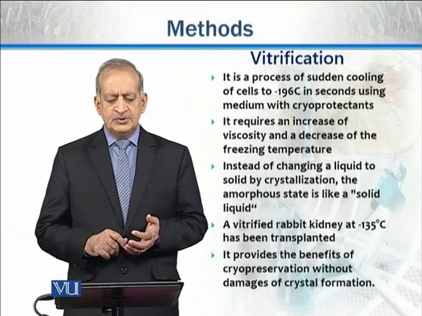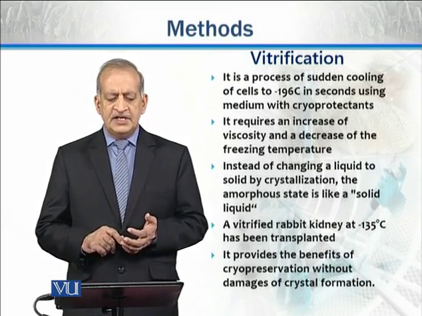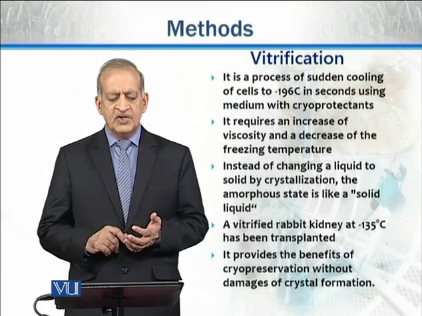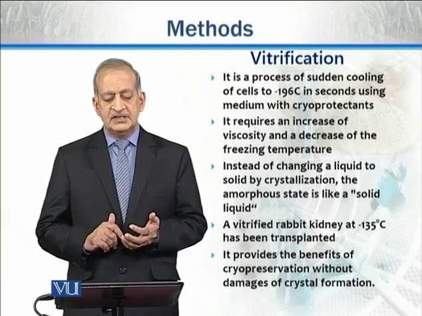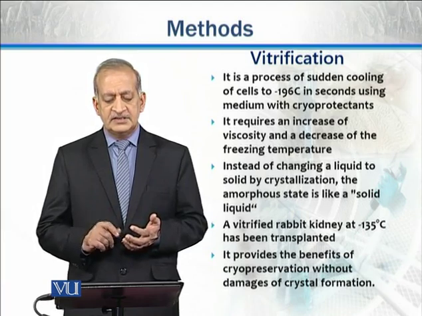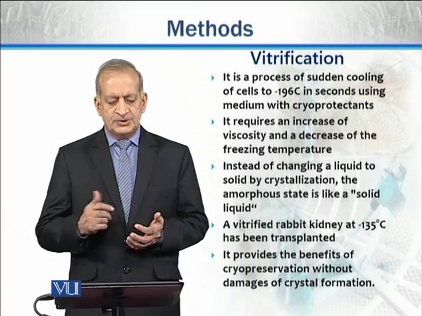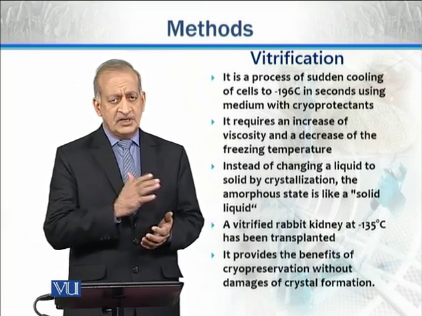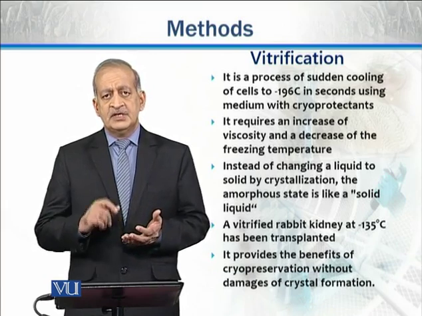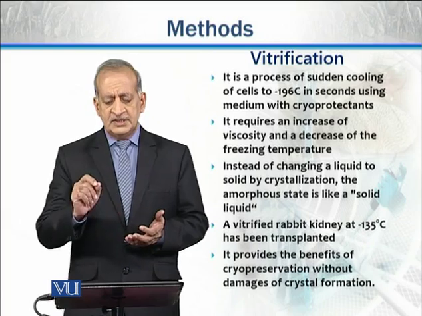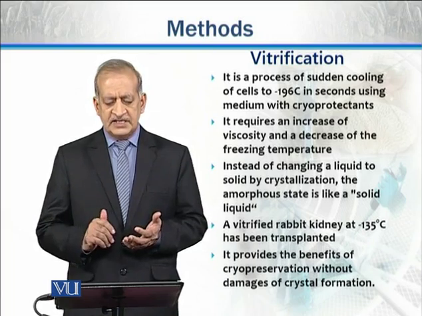The next method which is used for cryopreservation is vitrification. What is it? It is a process of sudden cooling of cells to minus 196 degrees Celsius in seconds. Like we discussed in the previous slide, we use the slow freezing process. Here, it is fast cooling, sudden cooling in seconds.